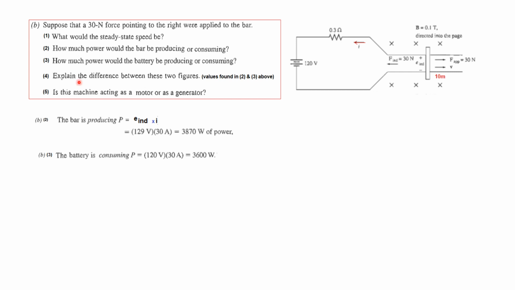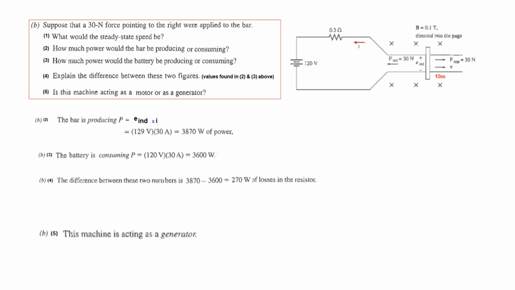The fourth part is to explain the difference between the two figures. The difference between the two is 270 watts. And where is this going? This is being consumed by the resistor, so this is loss in the resistor. And then, is the machine acting as a motor or generator? We have learned that the induced voltage is more than the battery voltage, and therefore this is acting as a generator.